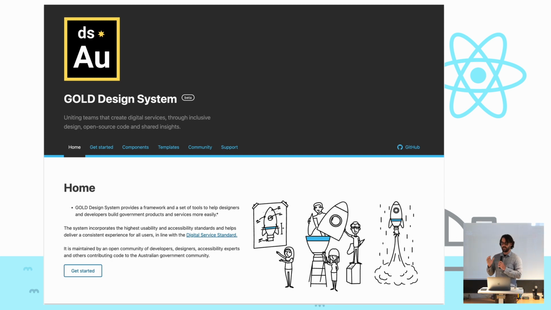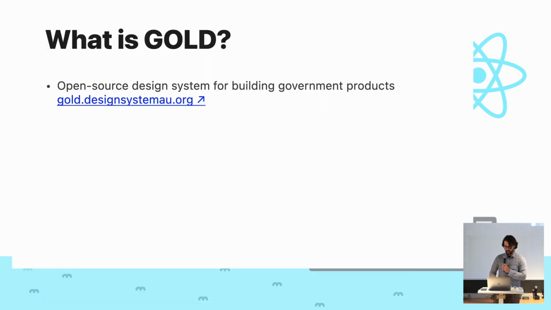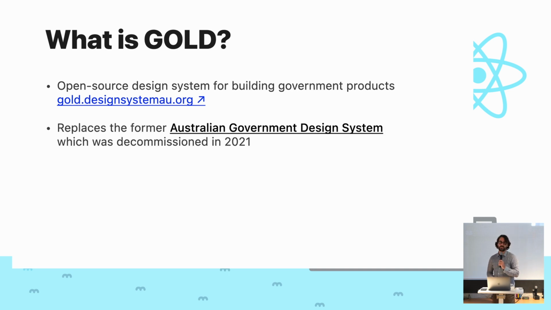So in the video, I demonstrated switching between the agriculture theme and the gold theme, and a lot of you probably don't know what gold is, so we're going to look into that right now. Gold is an open source design system for building government services and products. And there's the URL if anyone's interested in looking at that later. And it's designed to replace the former Australian government design system, which was being funded by the DTA, but unfortunately decommissioned in 2021.